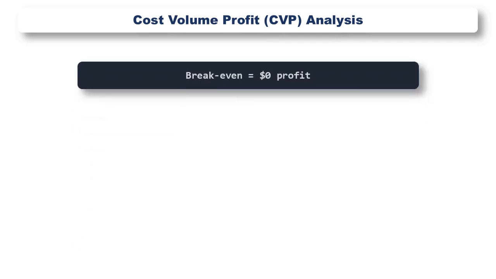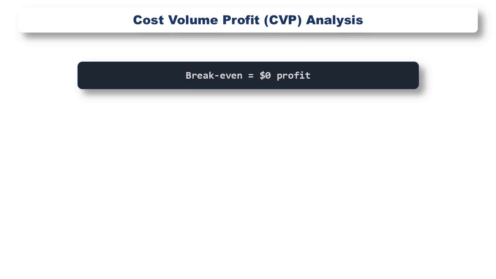Cost volume profit analysis is used to determine how changes in costs and volume affect a company's operating income and net income. There are a number of techniques that can be used to help us understand how changes in cost and volume impact on profits. The first thing that we are going to look at is the break-even point. As the name suggests, this tells us the volume of sales at which we make a zero profit. In other words, we break even.